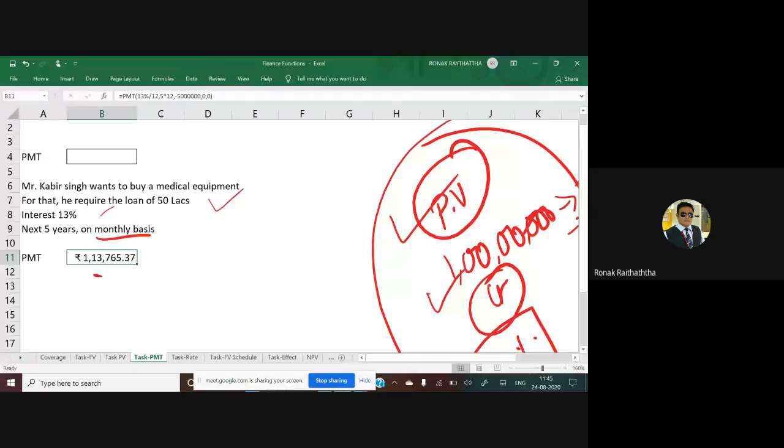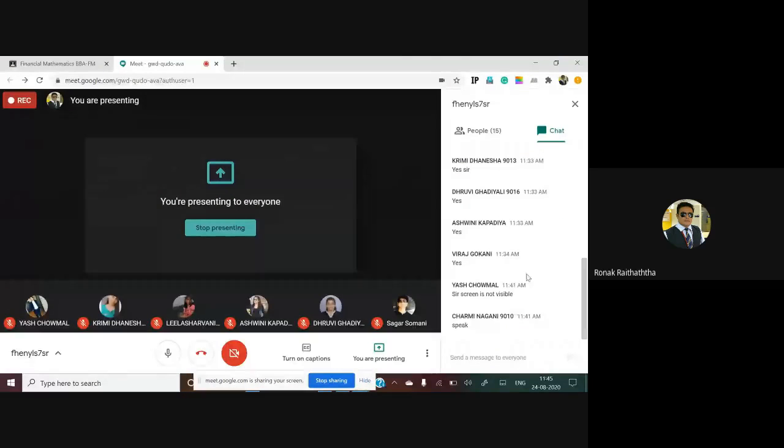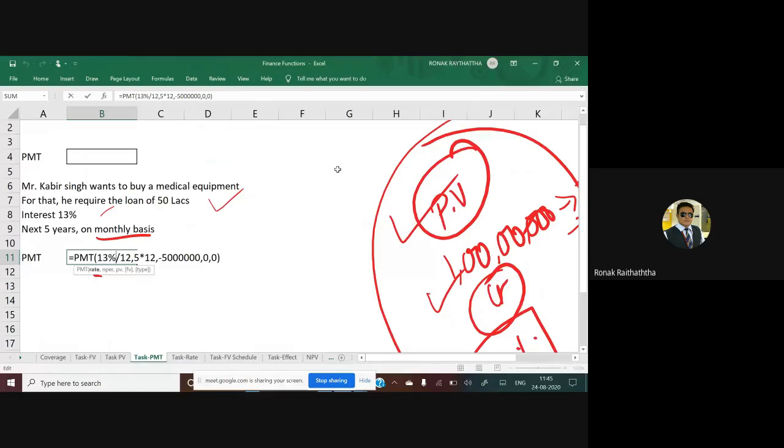Give me the confirmation so I can move ahead, guys. If anyone wants to see this syntax again, you can check it. If it is done, then let me know. Is it done, guys? All of you? Yes, sir. Good. Thank you very much. Press enter.